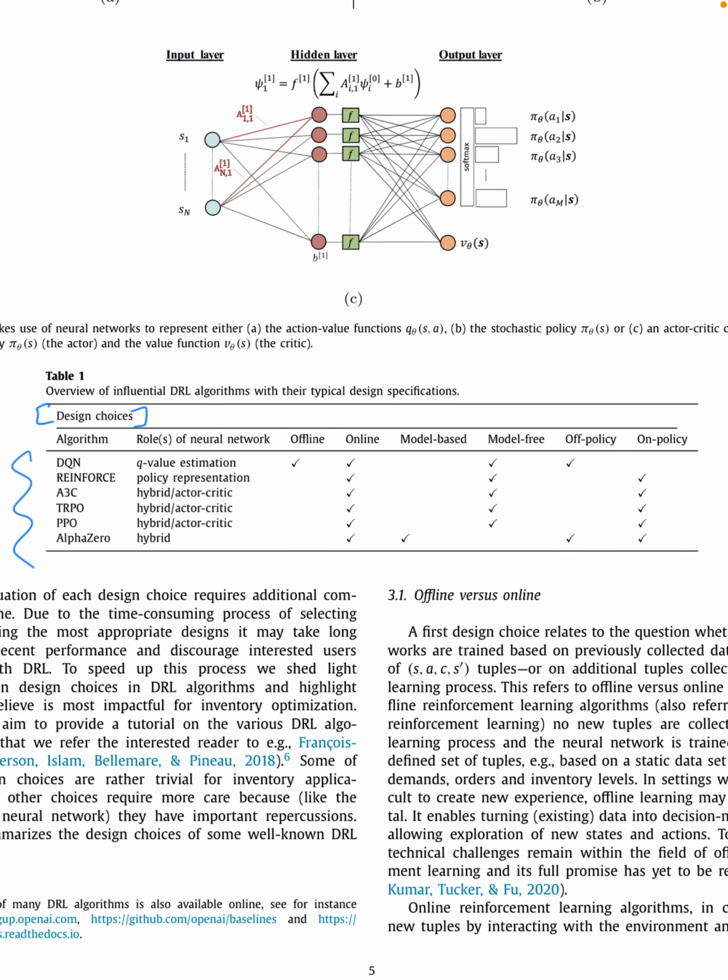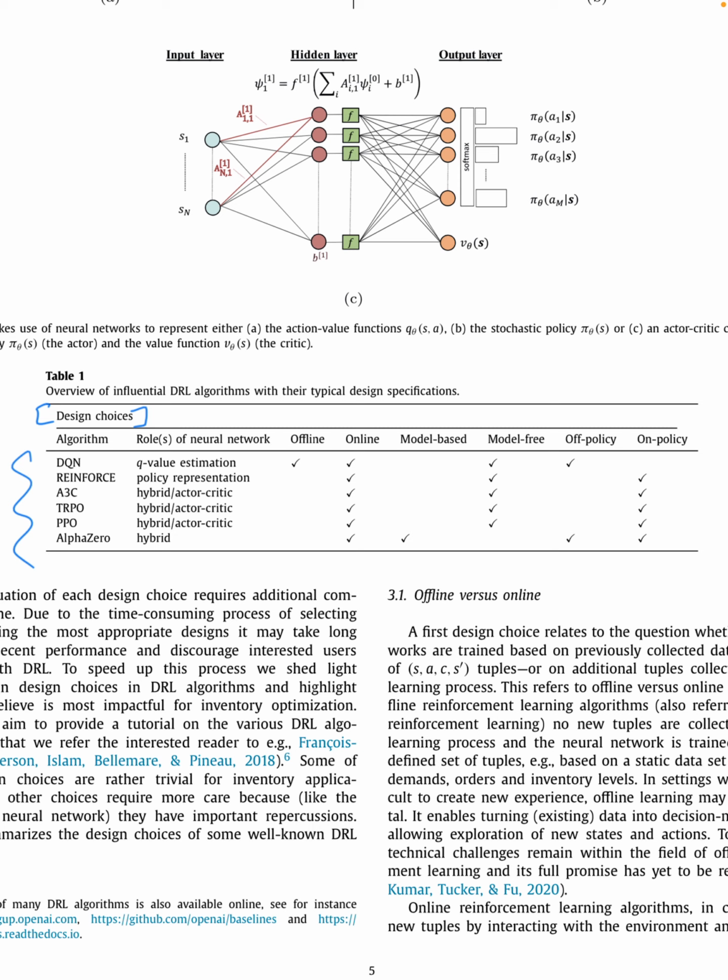There are different types of DRL algorithms, and they have different design specifications. For example, one specification is whether the algorithm is offline learning or online learning. In offline learning, the algorithm trains on previously collected data, but if the training can be done on additional data that is collected during learning, the algorithm is also online learning.